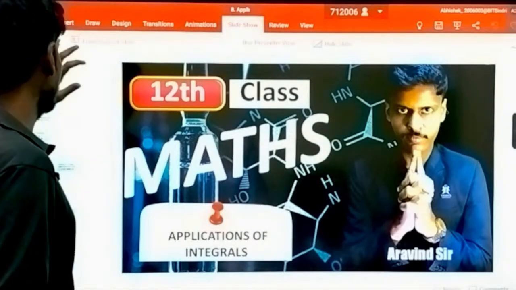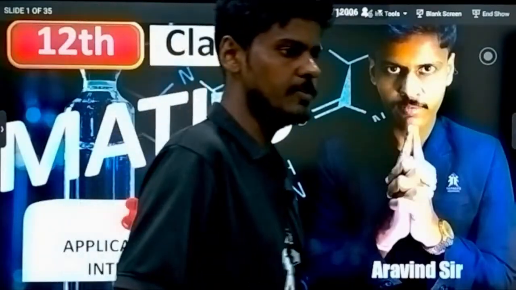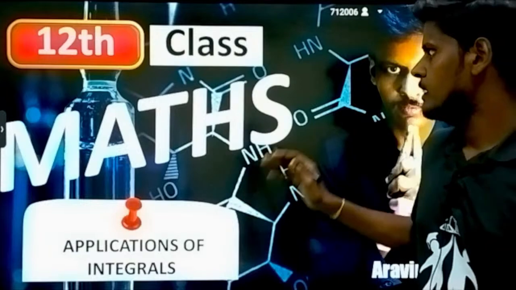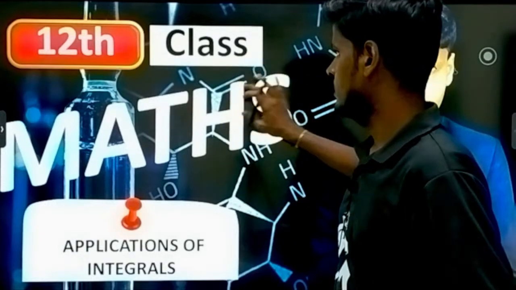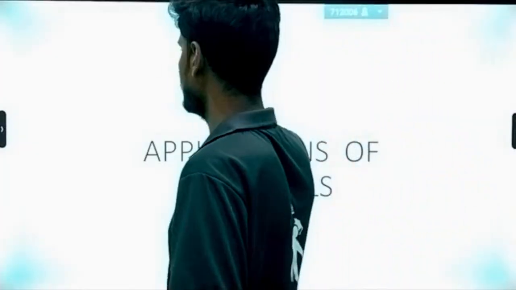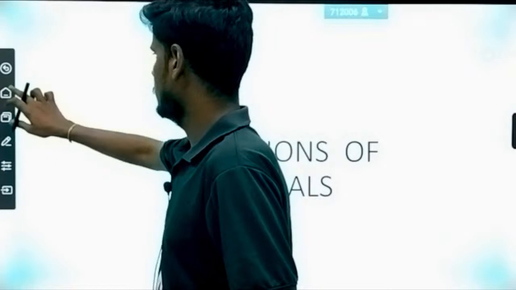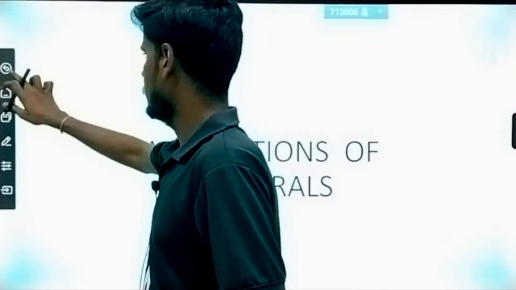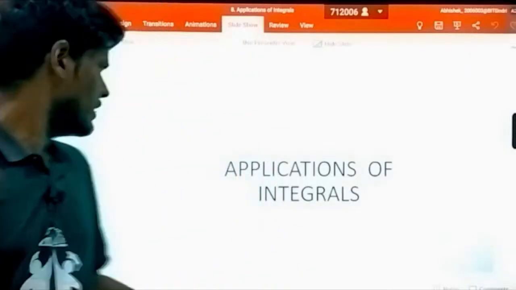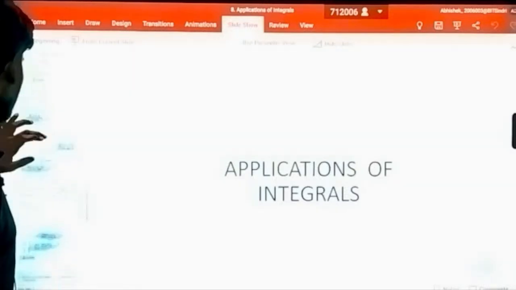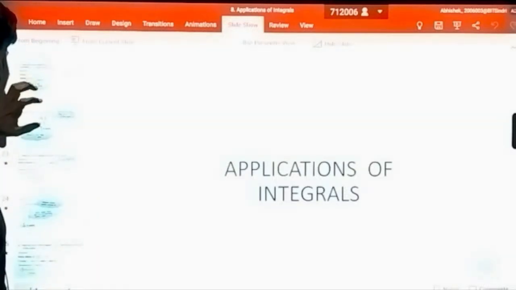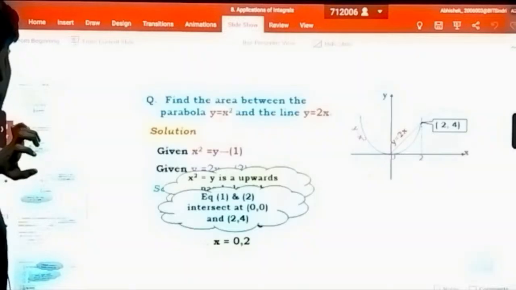We have solved a few problems in the previous session. Now we will continue with the rest of the problems. We have already solved a few problems. Now we have to continue from this slide.